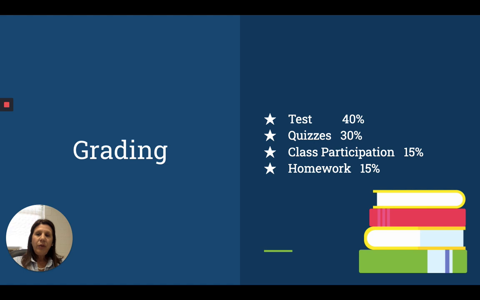So this is the grading scale for the course. I weigh tests at 40%. They'll have a unit test at the end of every unit. Quizzes are worth 40% of their grade, and quizzes could be essays, Socratic seminars, a reading quiz, or projects. Class participation is a big part of the class because, like I said, a lot of it is discussion based. So how they are participating within class discussion or classwork, and then homework is worth 15% of the grade.